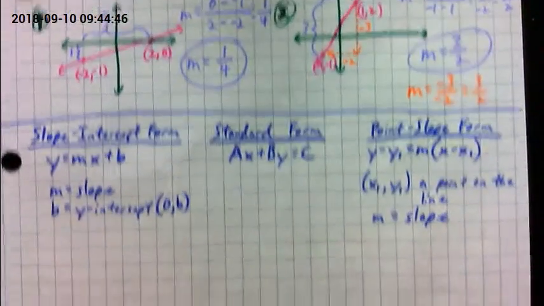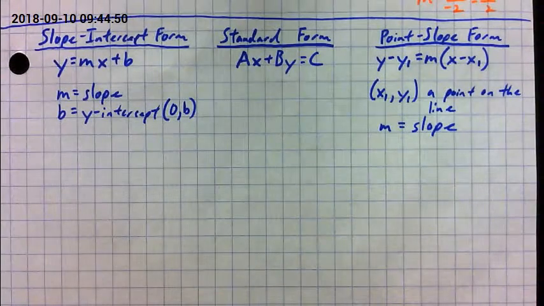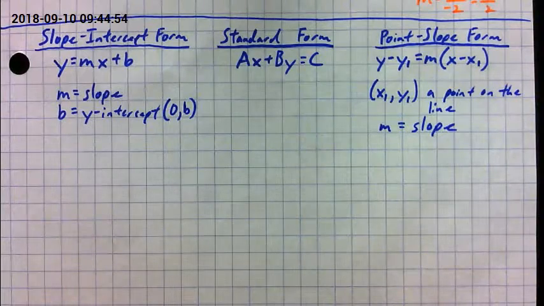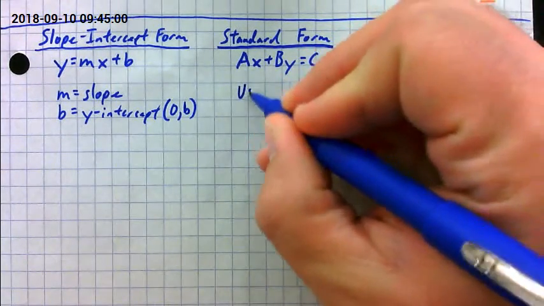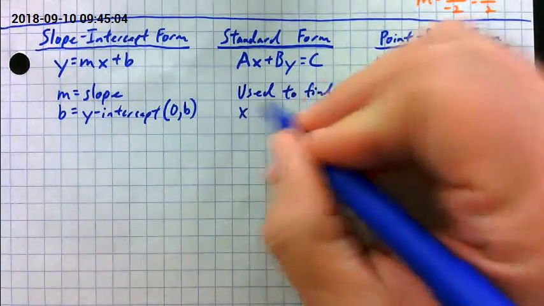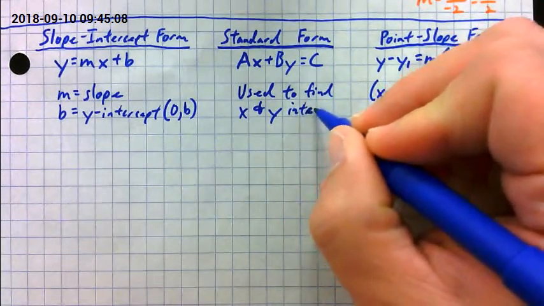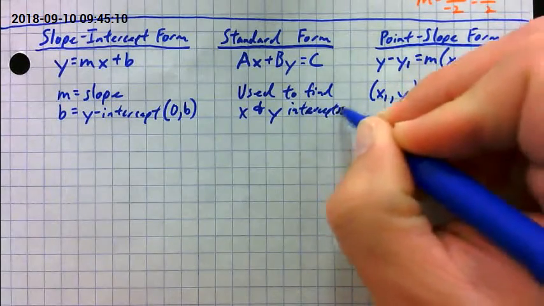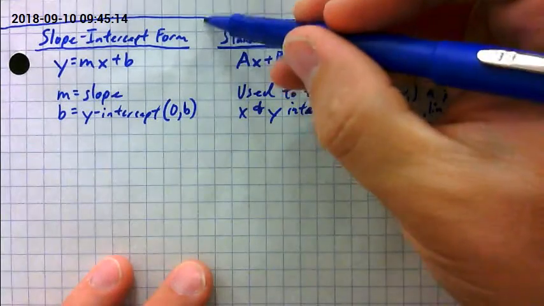Now, when do we use standard form? So let me move this up a little bit. We use standard form to find x and y intercepts when we're graphing. All right? It's an easy format to identify x and y intercepts. So I'm going to put underneath this one, used to find x and y intercepts. So again, those are three formats.